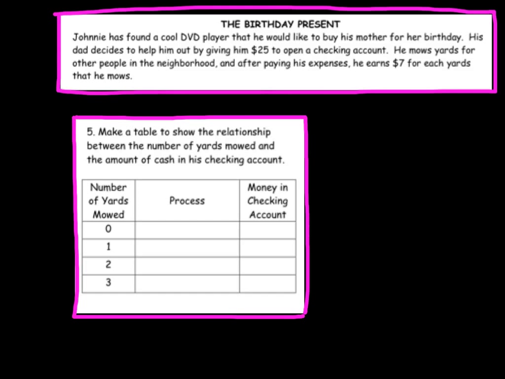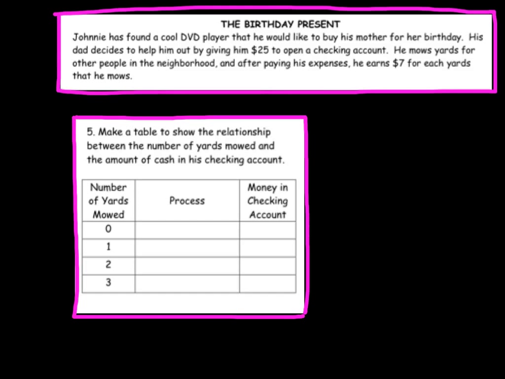Alright, so let's look at a word problem now where we have to create an equation, then identify what's happening. So this one says that Johnny's found a cool DVD player that he wants to buy his mom for her birthday, and his dad decides to help him out by giving him $25 to open a checking account. Now, he mows yards for other people in the neighborhood, and after paying his expenses, he's going to earn $7 for each yard that he mows. So we're going to make a table to show the relationship between the number of yards that he's mowed and the amount of cash that he has in his account.